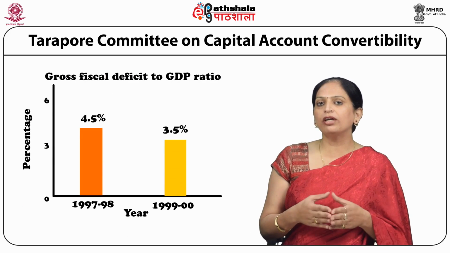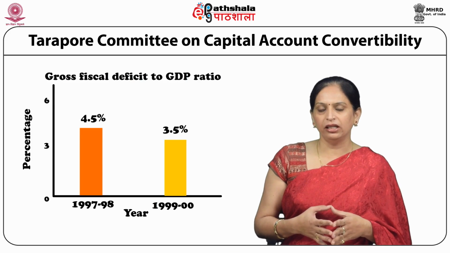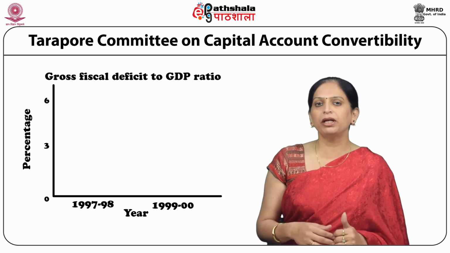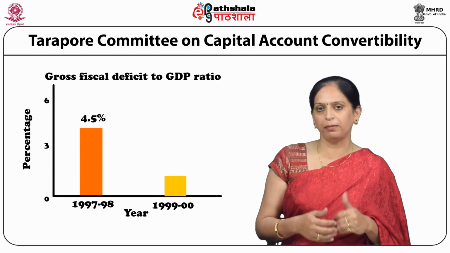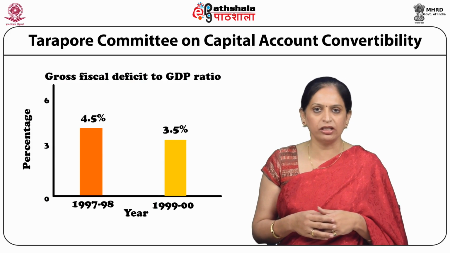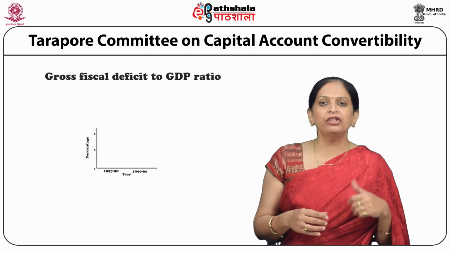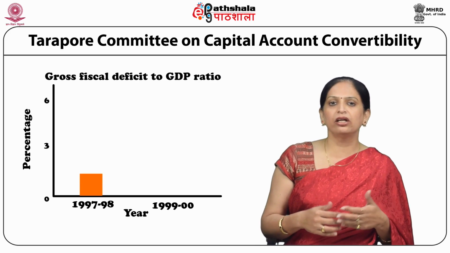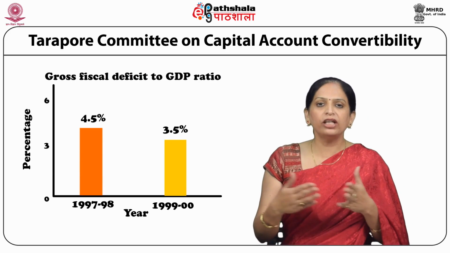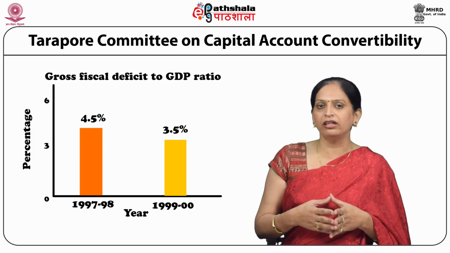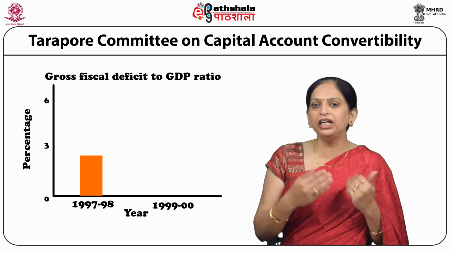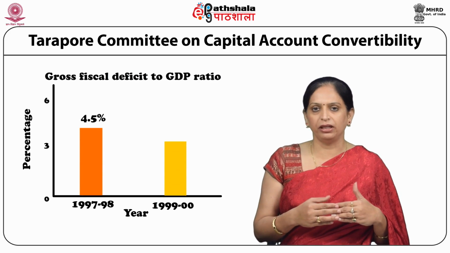It was a committee on capital account convertibility which was set up by the Reserve Bank of India under the chairmanship of former RBI Deputy Governor Mr. S.S. Tarapore. That's why the name of the committee is Tarapore Committee, with the objective to lay the roadmap to capital account convertibility. In the year 1997, the Tarapore Committee had indicated the preconditions for capital account convertibility.